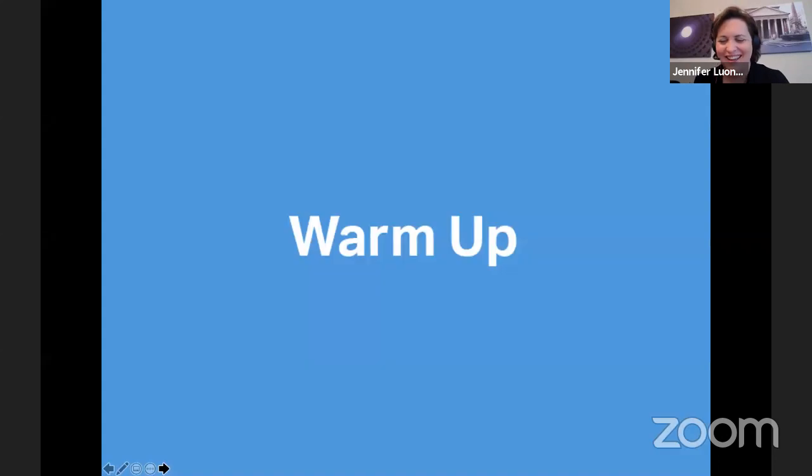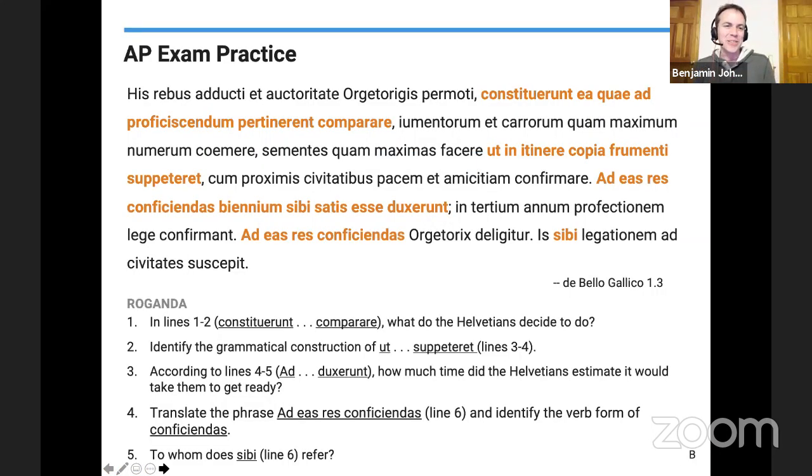So, okay. One of the things that we asked you guys to do, and I know that you might be missing this, is a little bit of homework, or what do we call it, Jenny? They're learning opportunities. Right, okay. Learning opportunities outside of school. So it was this, which is an exam practice, something from a previous AP exam. This is from De Bello Gallico, Book 1, Chapter 3.